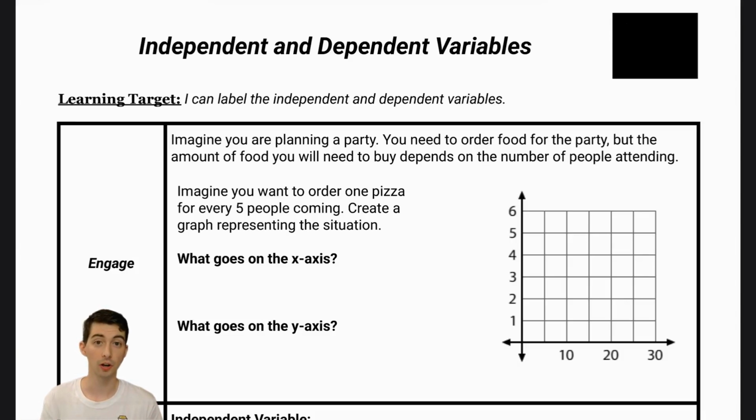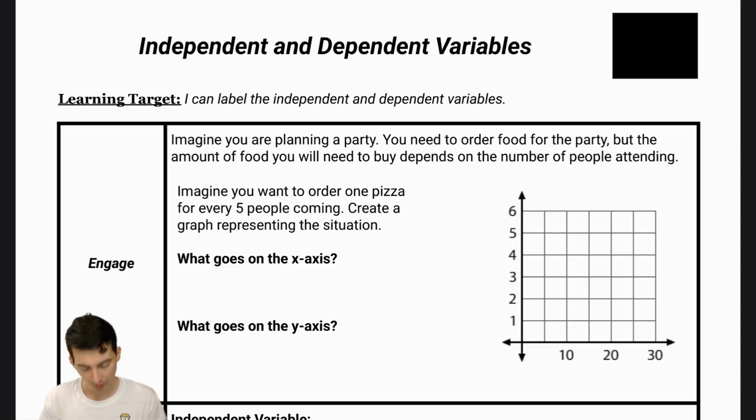In this lesson, we're going to talk about independent and dependent variables and what they look like on graphs. So first, let's imagine that we're planning a party, and we want to order food for the party, but the amount of food that we're going to buy obviously has to depend on the number of people that are going to come. We don't want to get way too much food because then we waste money. We don't want to get way too little food because then our guests are going to get mad. I would be mad myself.